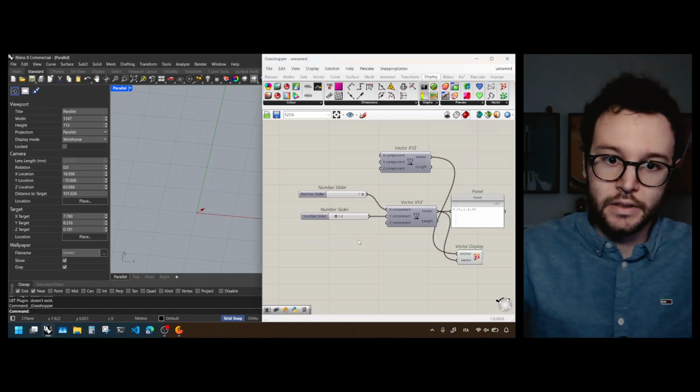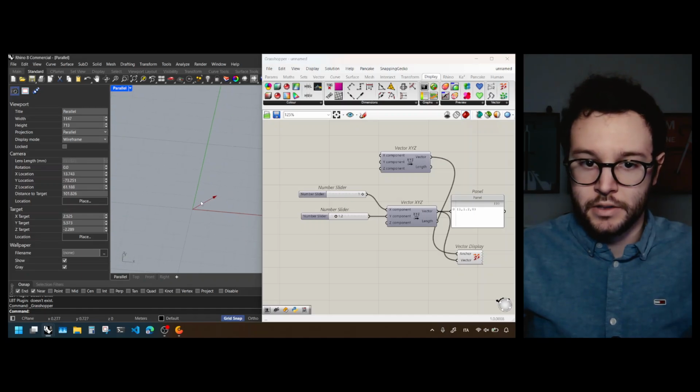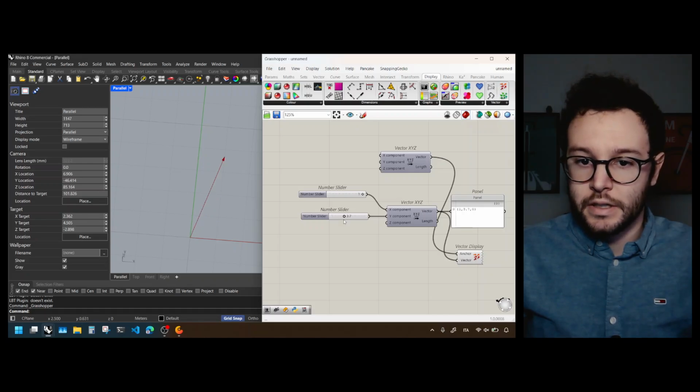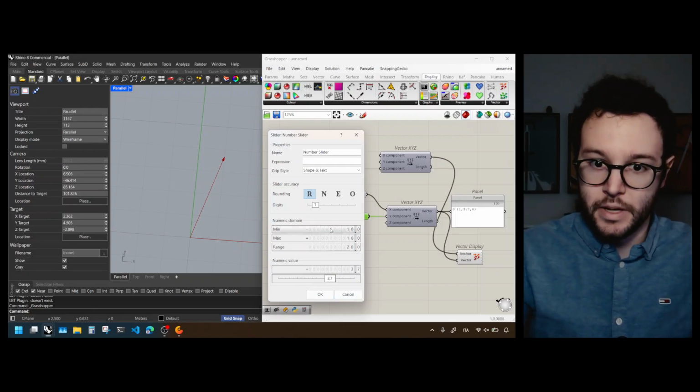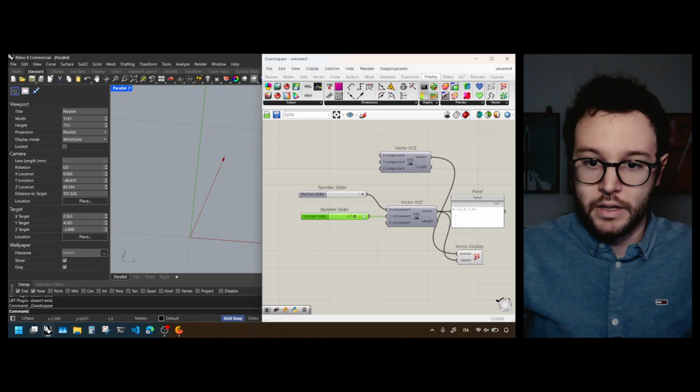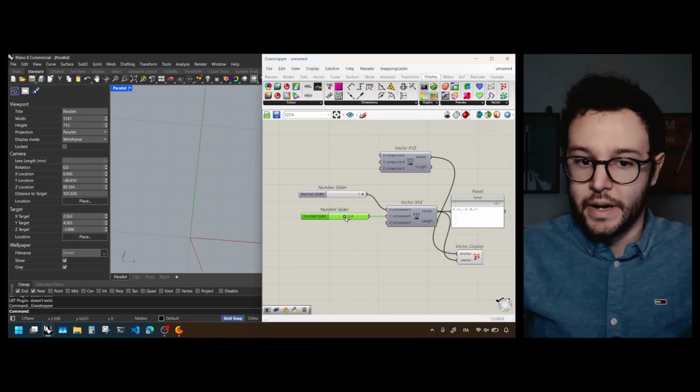Let's maybe delete the z component. So it's just a vector in the plane. And then if you move around the y component, you'll see the vector updates accordingly. And of course, you can have negative numbers as well. So let's define the minimum as -10. And then if you go back, you can go back in space.